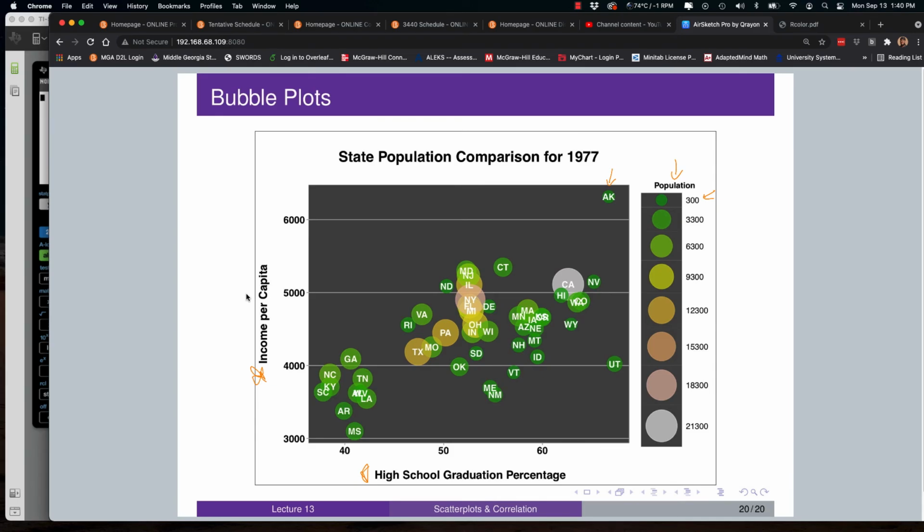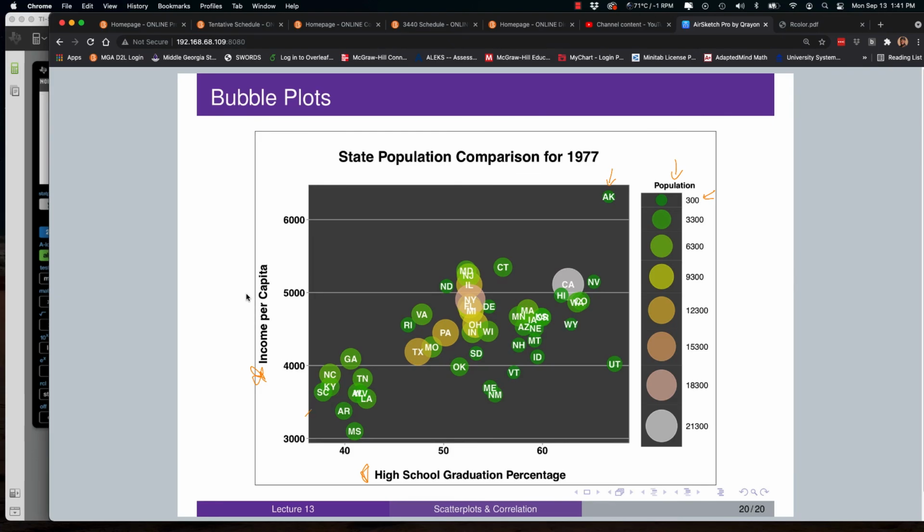In R, you can make your points translucent a little bit so that you can see through them to see other points, like Florida's hidden in here somewhere, and they were about mid-grade for both high school graduation and income per capita. We can still see in the scatter plot that there's an increasing trend as you go from left to right here, which is important. So there is a relationship going on between these.